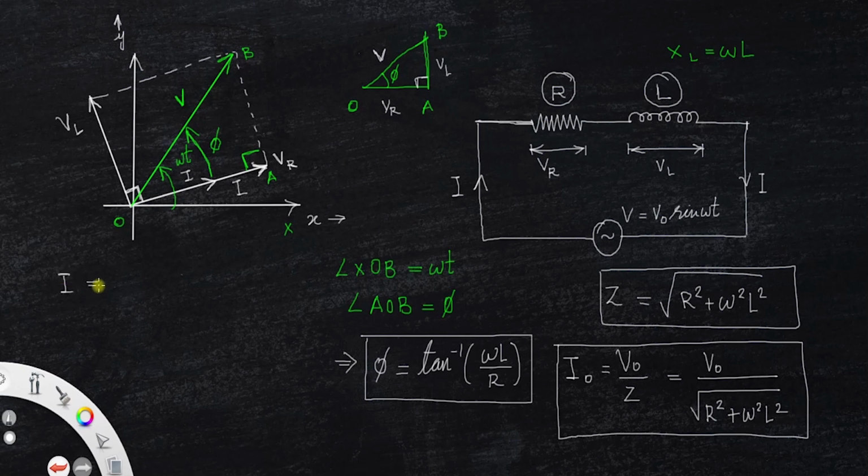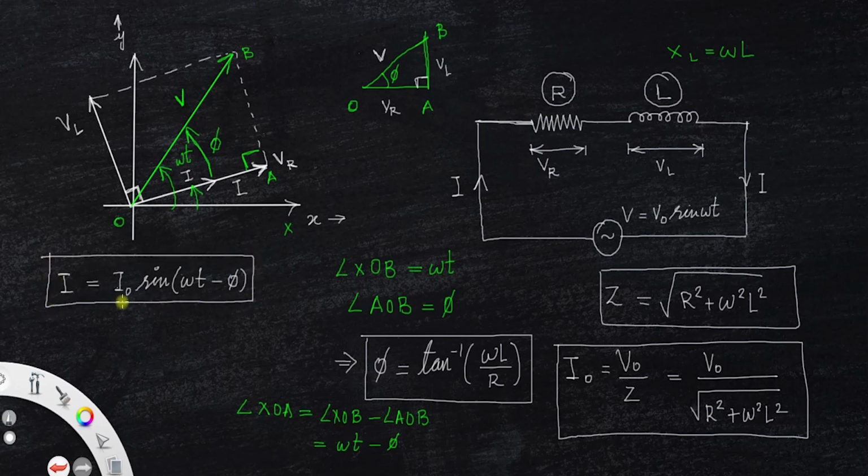And we know current I is equal to I0 sine of the angle made by the current vector with the x-axis. Clearly, angle XOA is equal to XOB minus AOB, which is equal to omega t minus phi. So the phase of current is sine omega t minus phi. Clear? So this is the expression of current in a series combination of resistance and inductor when applied across an AC.